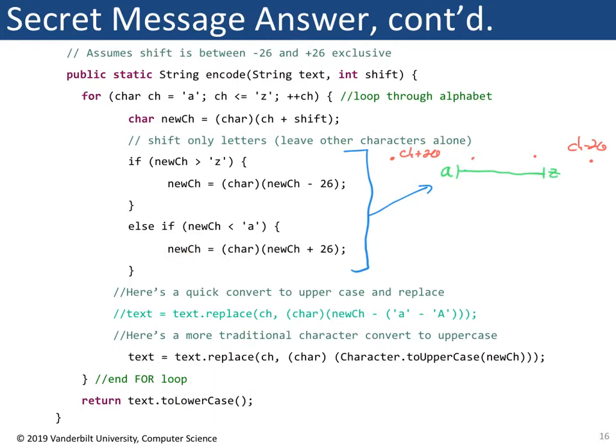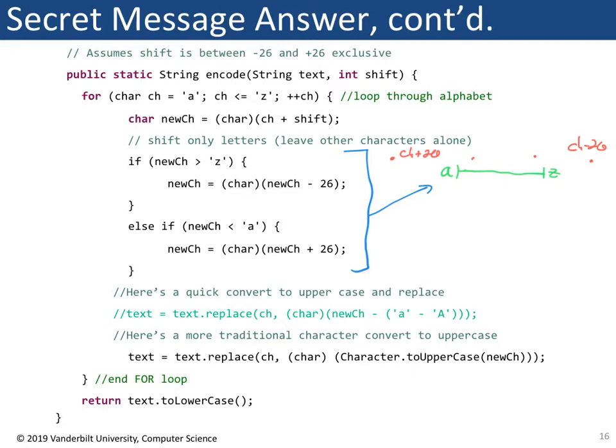Next, we need to convert this encoded version to an uppercase letter. So there's two ways you could go about this. A very quick and dirty way to do a conversion to uppercase would be newChar minus the quantity lowercase a minus uppercase A. So this figures out the difference between an a and an uppercase A and subtracts that from the newChar and then casts that into a char. That would convert to uppercase, but that's for you to figure out how that works. You don't have to use that method at all, and I wouldn't recommend it.